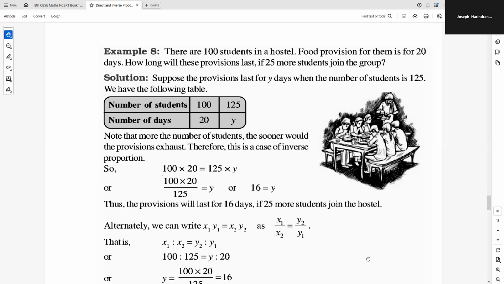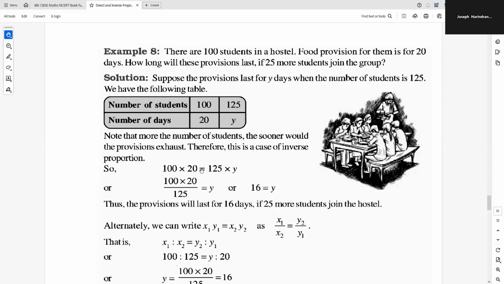Again, we form the table. Here the variables are number of students and number of days. That's all. You have to identify which are the two variables. The variables are the number of students and the number of days the food will last. Now, the food provision lasted for 20 days. So for 100 students, it lasted for 20 days. So for 125 students, how many days? Let us take it as Y.